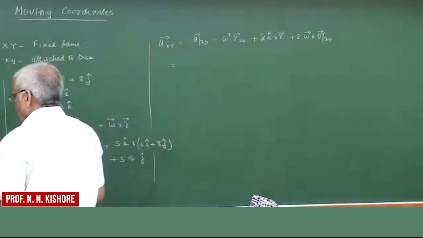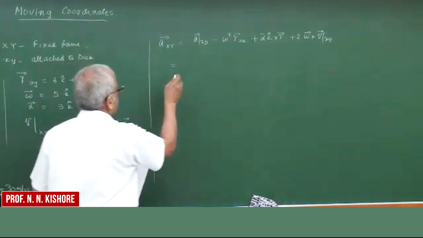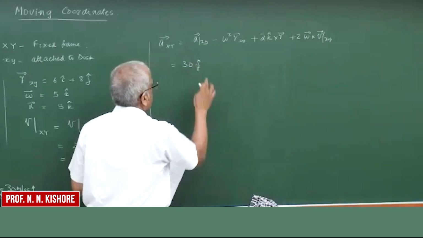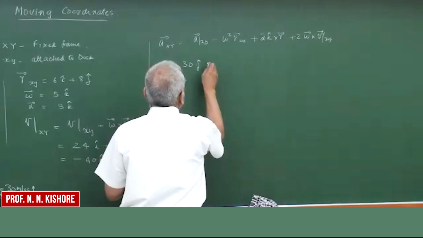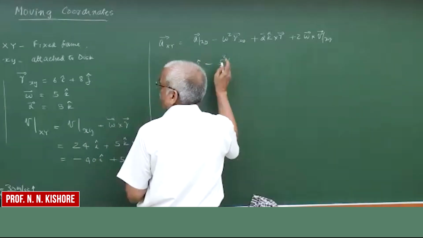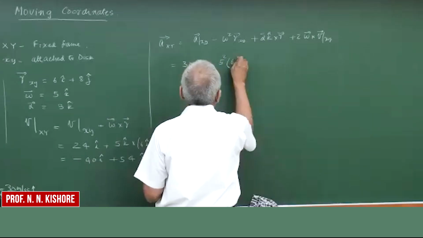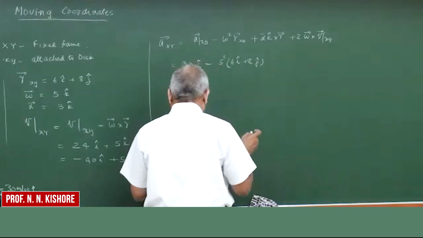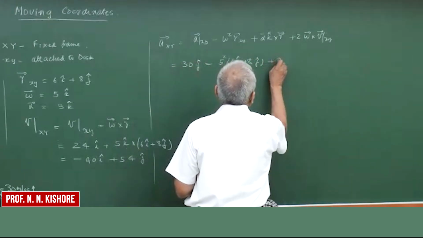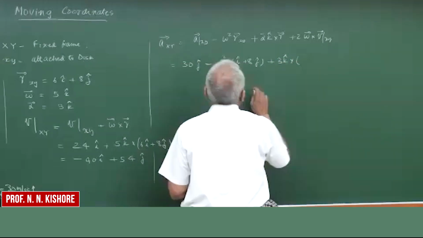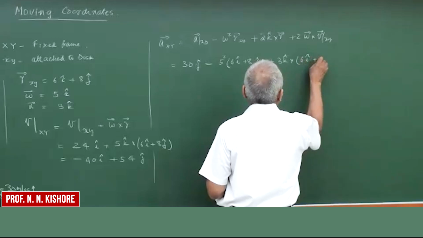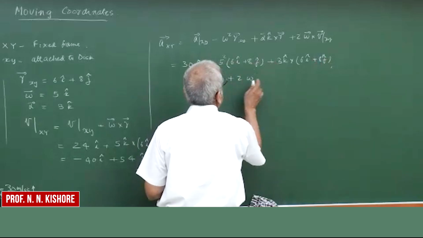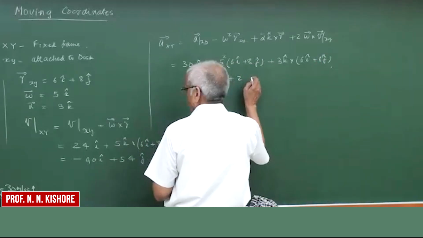Just as an example, I'll put all these terms. The acceleration of the point P is 30 with respect to the moving frame, so it's 30j, going up. And then we have 5 square, with r xy simply 6i plus 8j. And then this is 3k cross r again. The last term, Coriolis, is 5k.